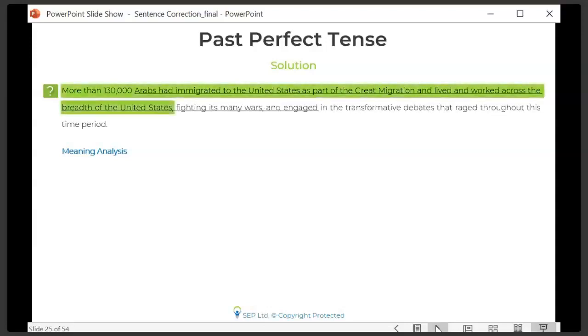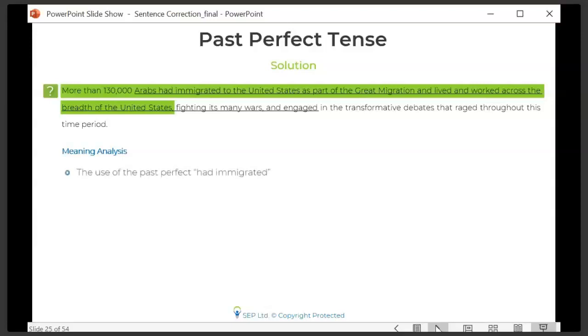So far, so good. Now the problem with this part is they had immigrated to the United States as part of the Great Migration and lived and worked. So they lived and worked after the immigration or before the immigration? Obviously, they would have lived and worked across the United States only after they had immigrated, right?